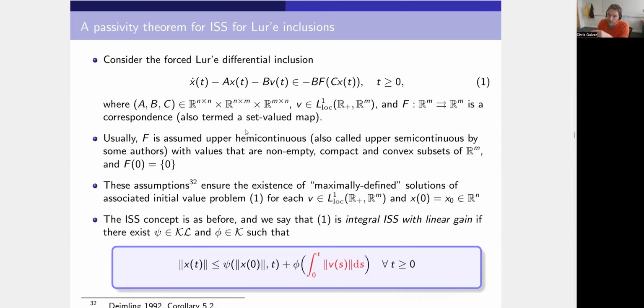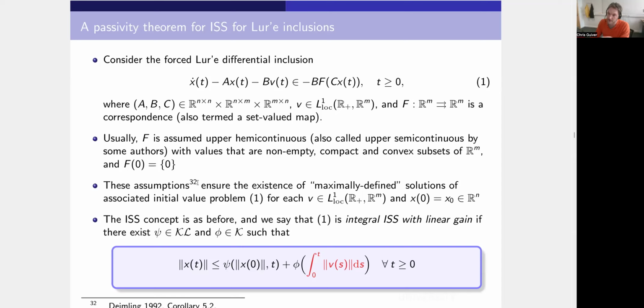My input is assumed to be locally L1, and F is a correspondence. So we need to impose some regularity on F to be happy that we have solutions and so on. Usually it's assumed to be upper hemi-continuous, with values which are non-empty, compact, convex subsets, and 0 at 0. In particular, from quite general theory, these assumptions ensure the existence of maximally defined solutions. What I mean by that is they're bounded on their interval of existence, at least for each locally integrable input and initial state x0.